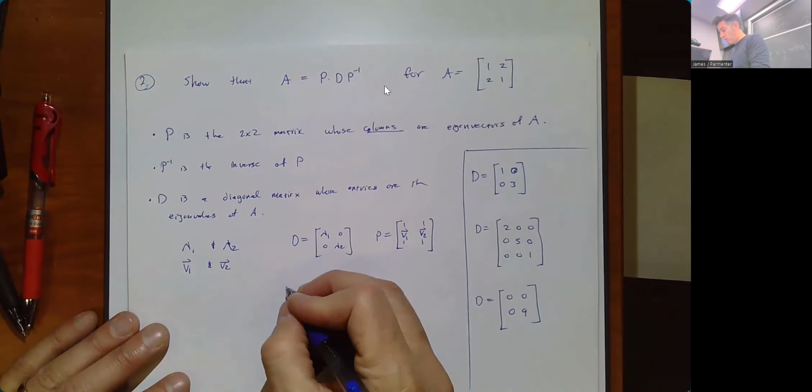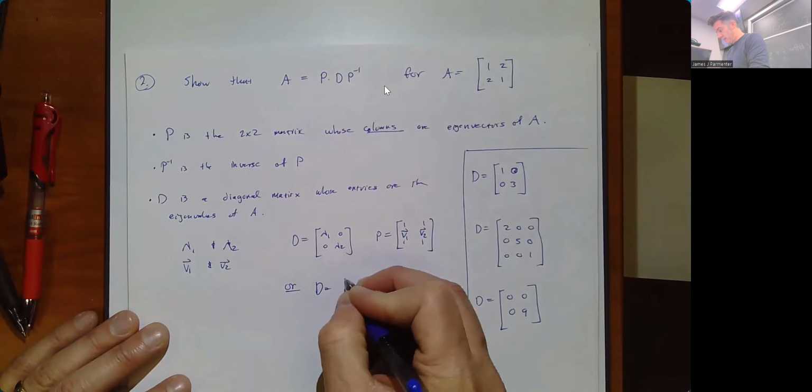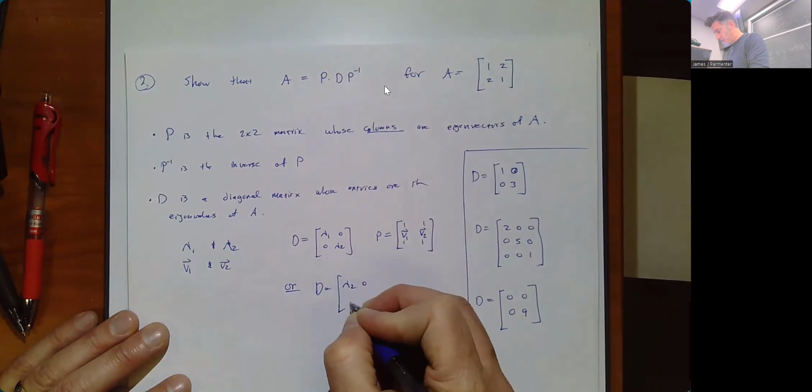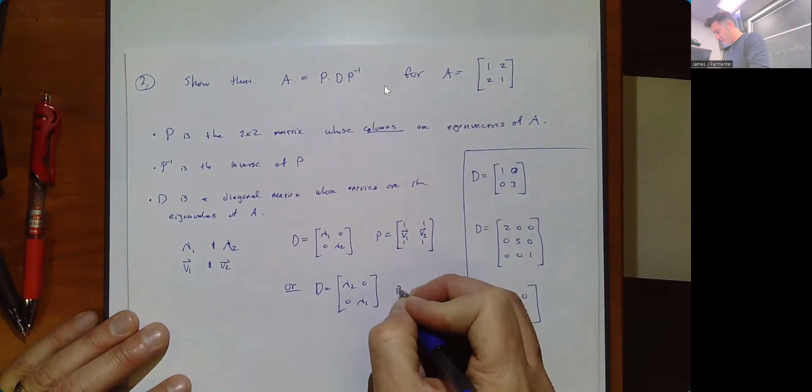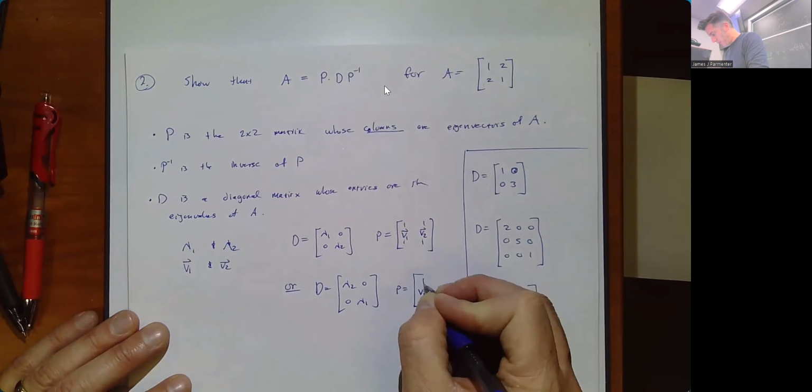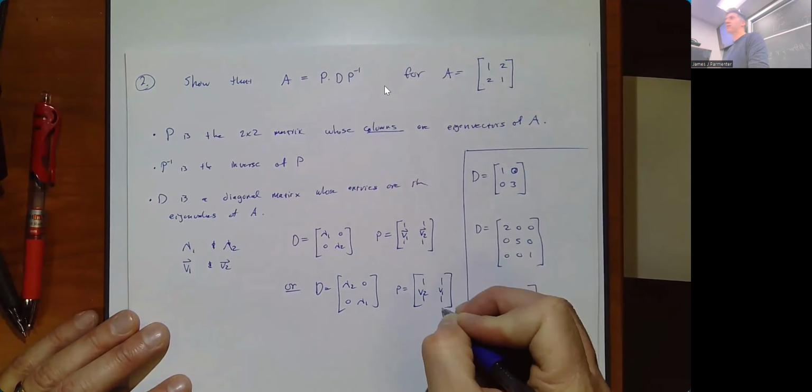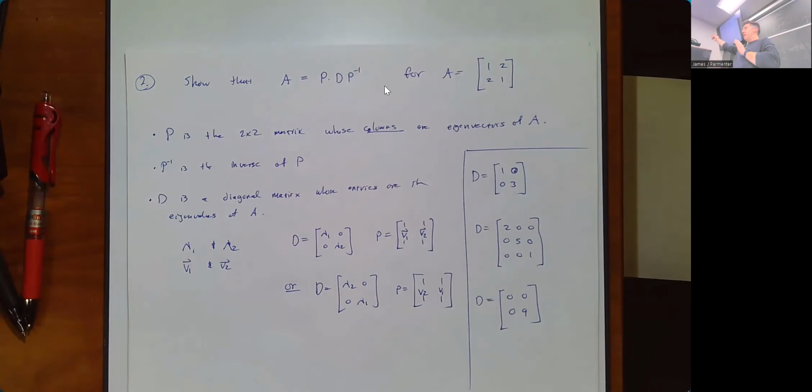You could alternatively do it as D equal to lambda 2, 0, 0, lambda 1, and P equal to, then v2 would have to be first, v1 would have to be second. So the order that the eigenvalues go in has to match the order that the eigenvectors go in your P and D matrices respectively. Cool. All right, so now we've talked about what all the things are. Let's go ahead and find them.